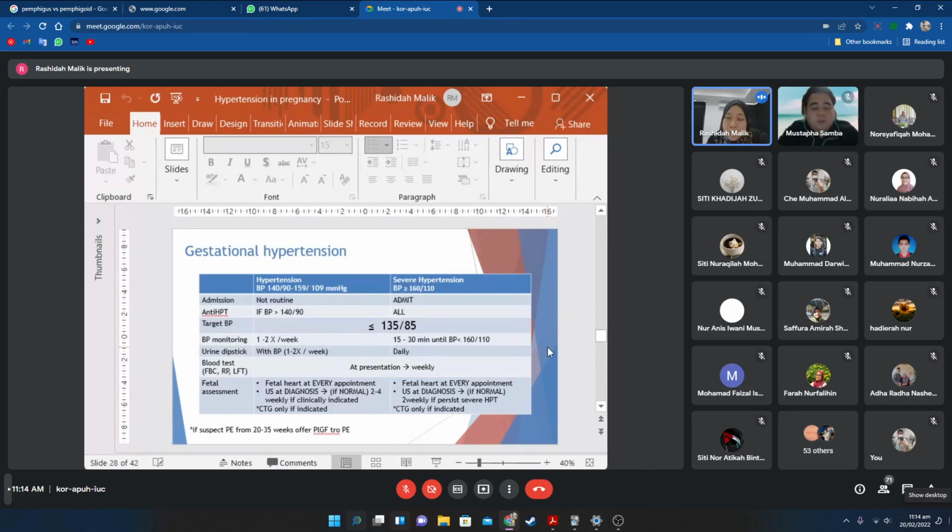So the latest guideline actually classified this into hypertension and severe hypertension. Previously, if you have the chance to see the old guideline, they classified it as mild, moderate, and severe. But now there is no more moderate, it's only hypertension or severe. So when the BP is 160 over 110 or more, it is classified as severe.